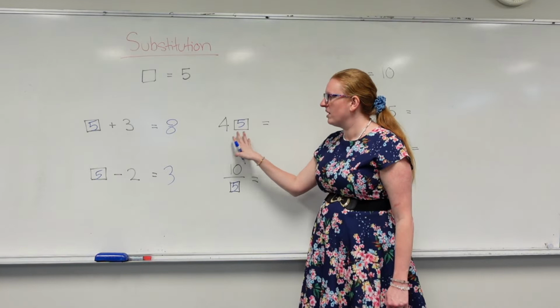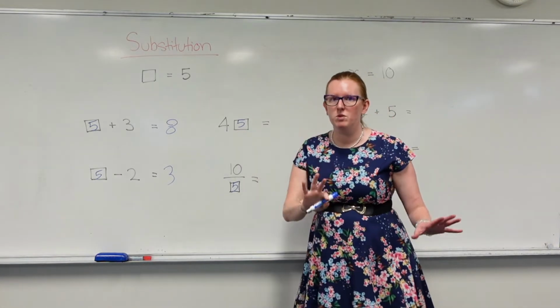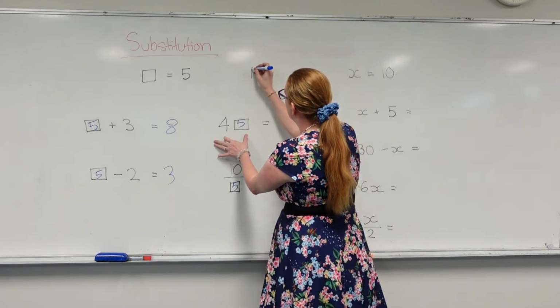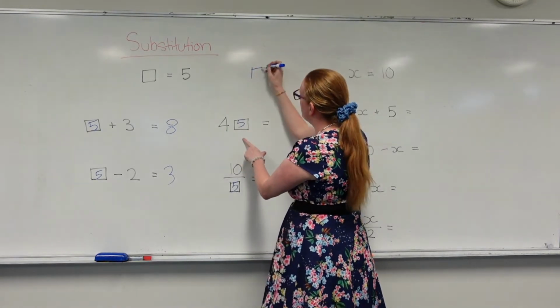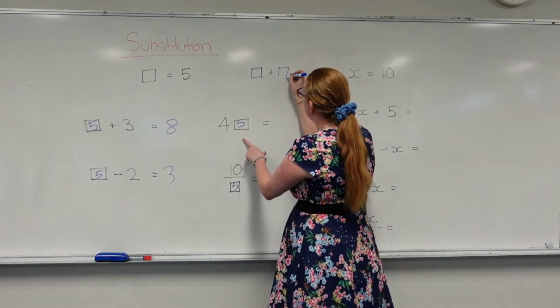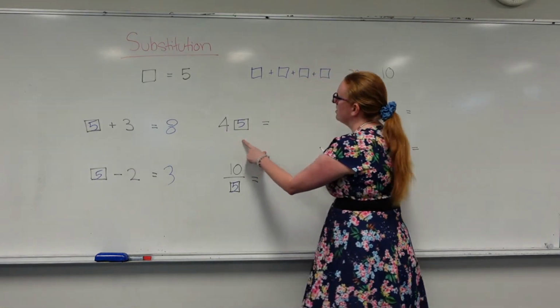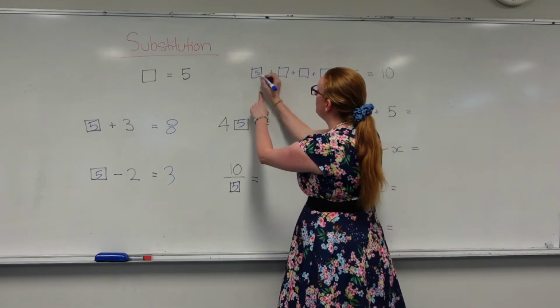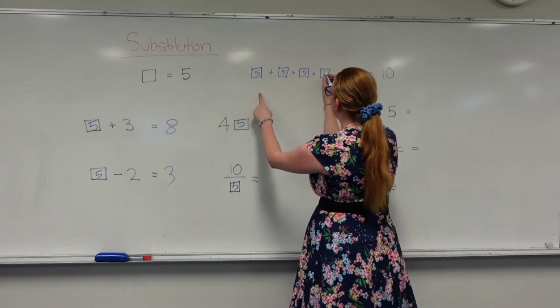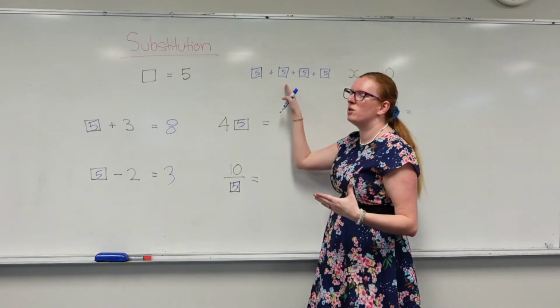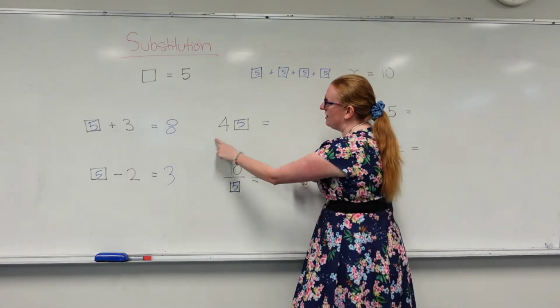Now here, if you watch the previous videos, having a 4 and a box means box plus box plus box plus box. So it actually means 5 plus 5 plus 5 plus 5. But a faster way of doing that is multiplying, and that's what this actually means.